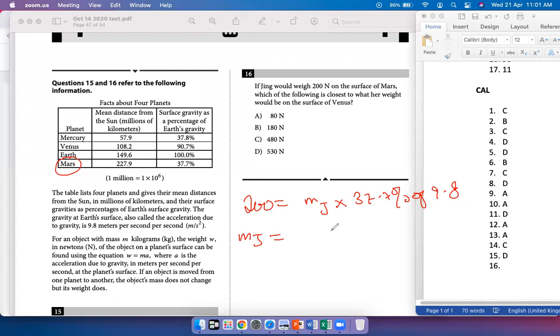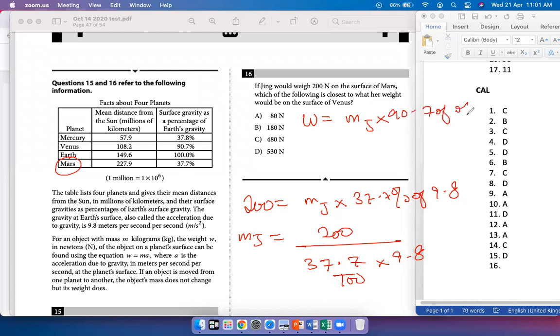So that would be 200 divided by 37.7% of 9.8, right? So I'll just keep it like that. I'm not going to solve it right now. Okay, so that's her mass. So on the surface of Venus, her weight would be mass of Jing multiplied by Venus. So Venus is 90.7% of 9.8, right?